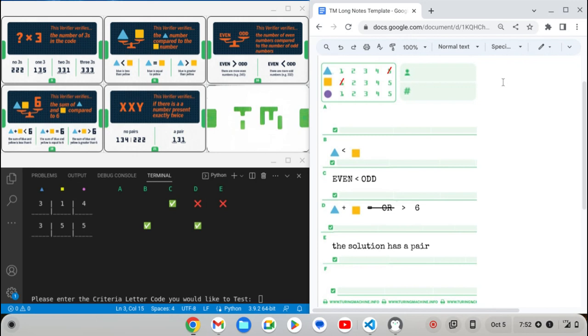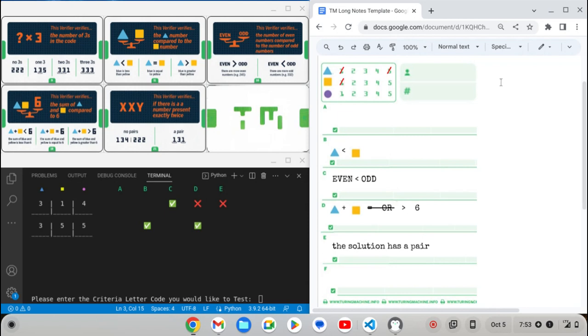Now, what about the sum of the first two being greater than 6? So that would mean that triangle could not be a 1, because if I add 1 even to 5, that's less than 6. Okay, so we know that's not possible. And at that point, we could have 2, 5, or 3, 5, or 4, 5. All those are still possibilities.